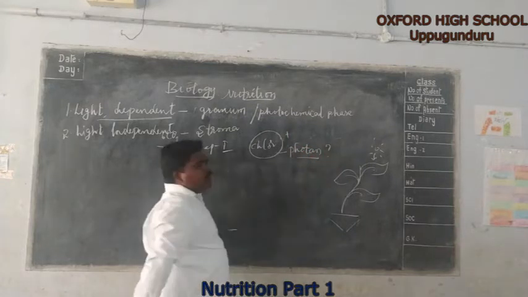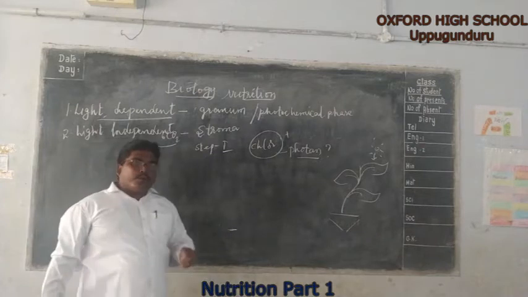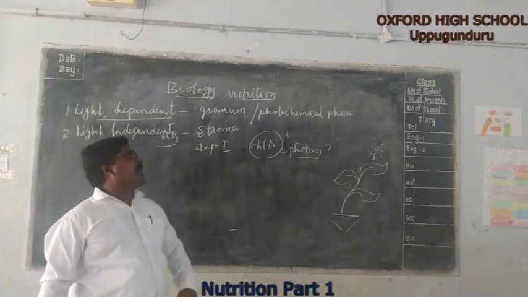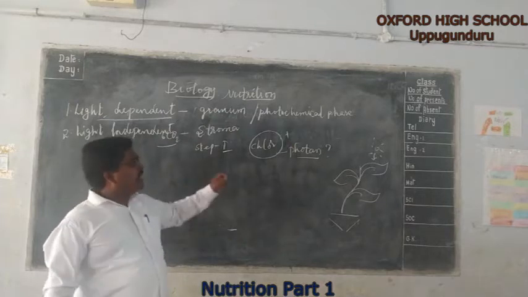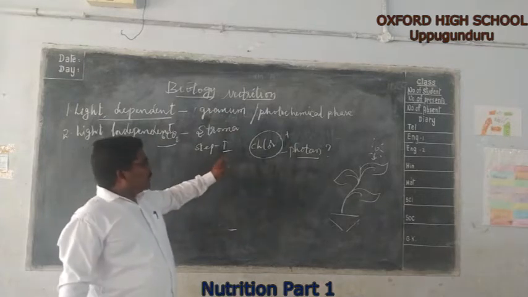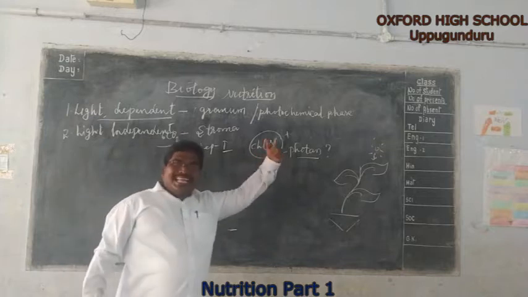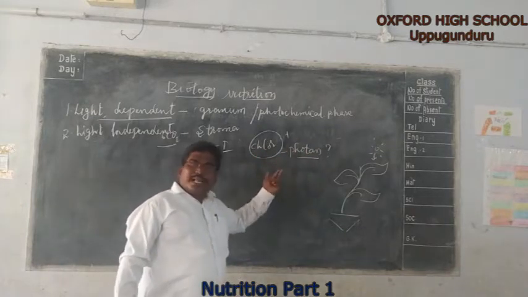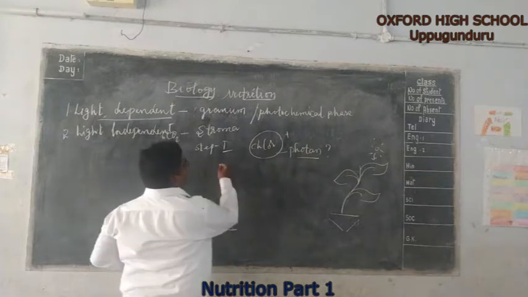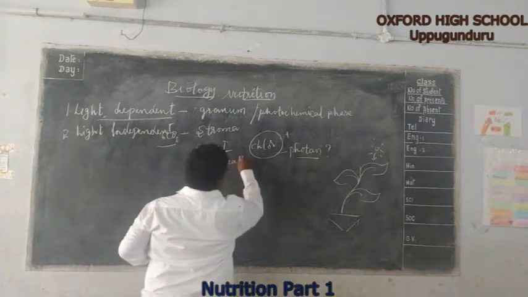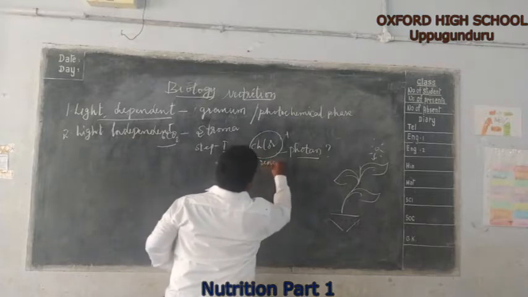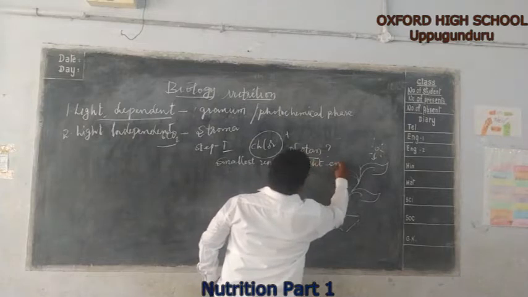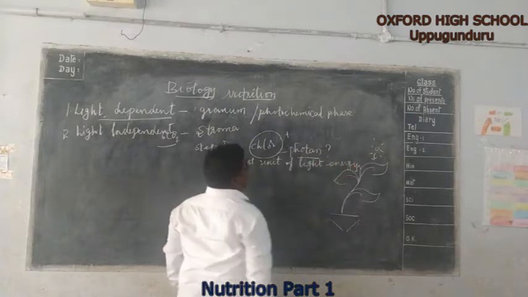Here we have a doubt: what is a photon? A photon is the smallest unit of light energy. This is a very important question. The chlorophyll on exposure to light energy becomes activated by absorbing the photon. Photon is the smallest unit of light energy.